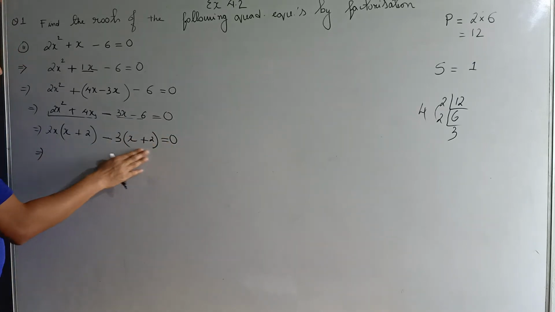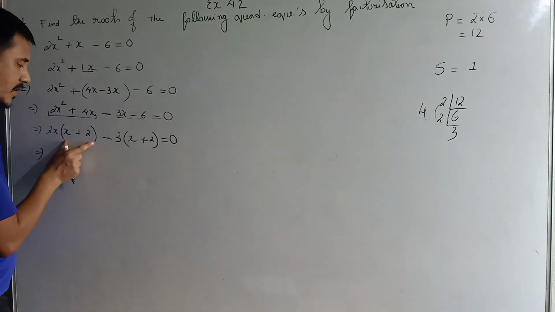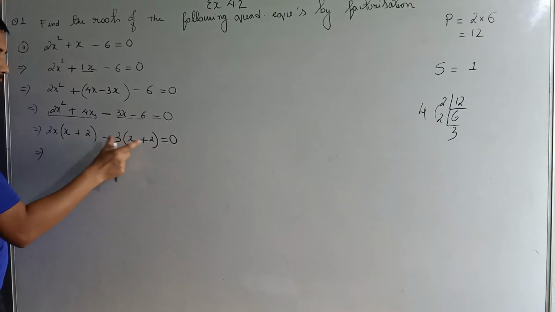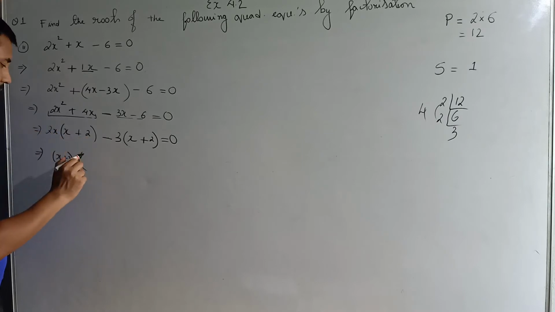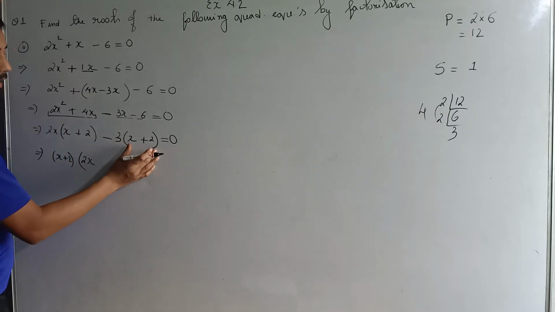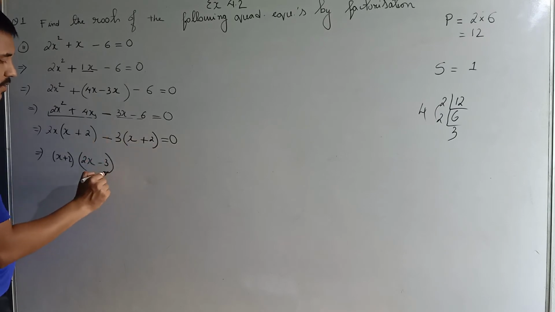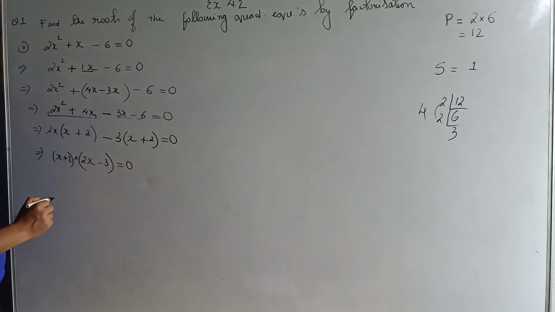Now from all of these terms, we have x plus 2 in common. Taking x plus 2 common, what do we have? We have 2x left out, and minus 3 left out. So what do we get?